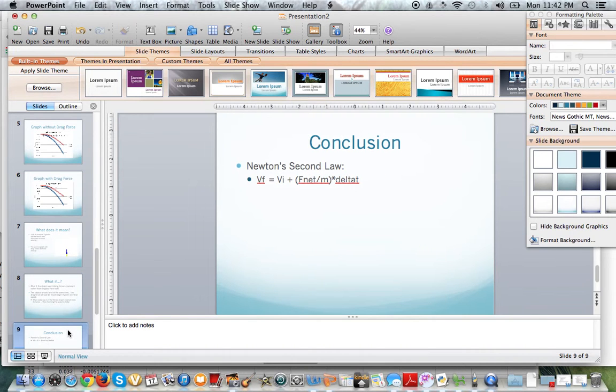In conclusion, the main thing to get from this lab was Newton's second law, which again states that final velocity equals initial velocity plus F net over the mass, all multiplied by the change in time.